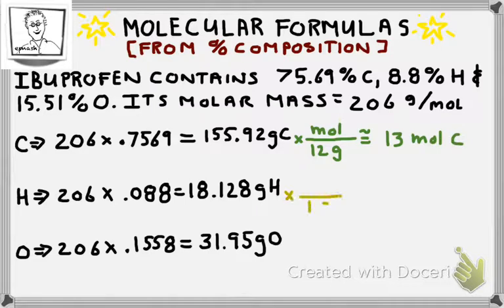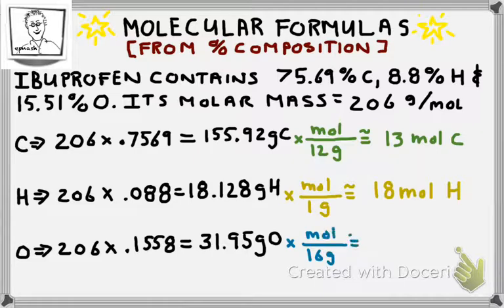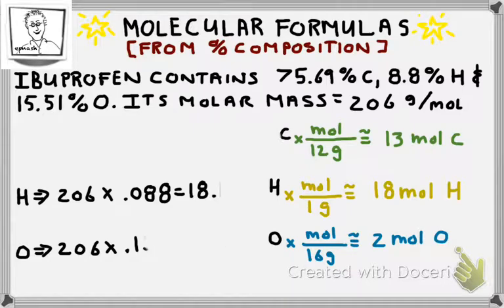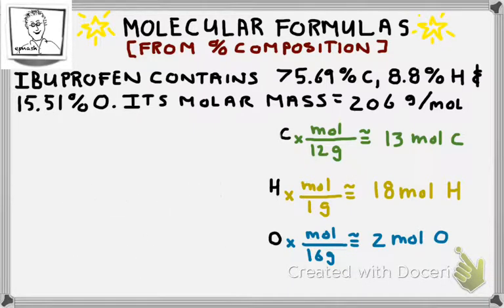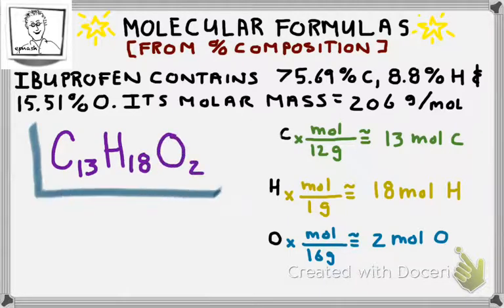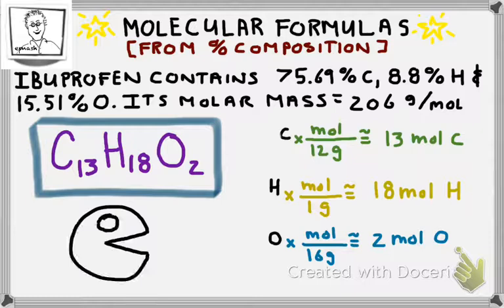As usual, if we divide these by the molar masses of these substances, we can calculate the number of moles of each of these elements. And that gives us 13 moles of carbon, 18 moles of hydrogen, and 2 moles of oxygen. That tells you then that the formula for this compound is C13H18O2, and that's the molecular formula of that compound.